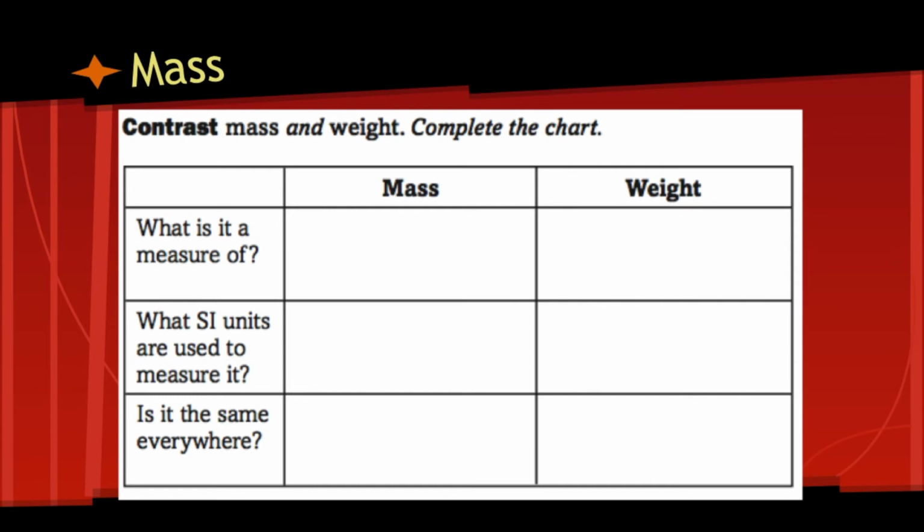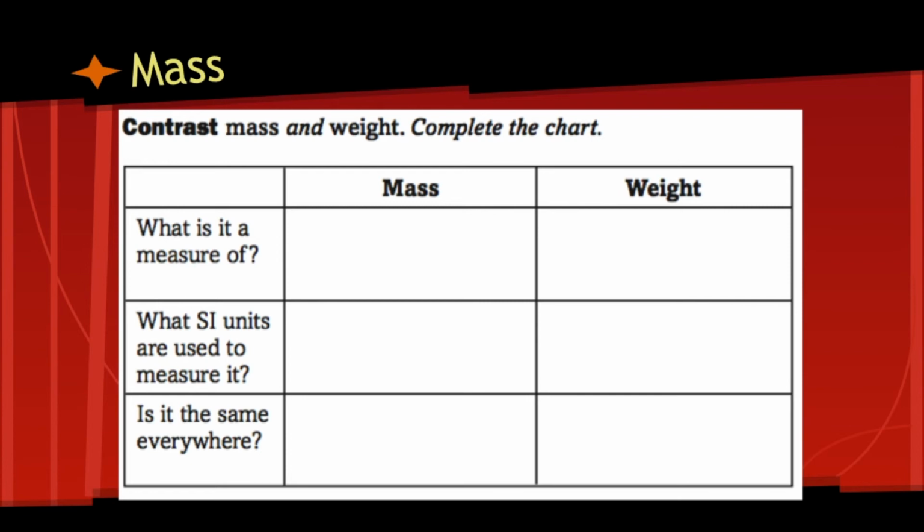Mass is a measure of the amount of matter in an object. It's measured in kilograms, and it is always going to be the same. Weight, however, is a measure of the force that is on an object. It's measured in newtons. A lot of times we're going to call this pounds in terms of our customary system, and it's not the same everywhere.